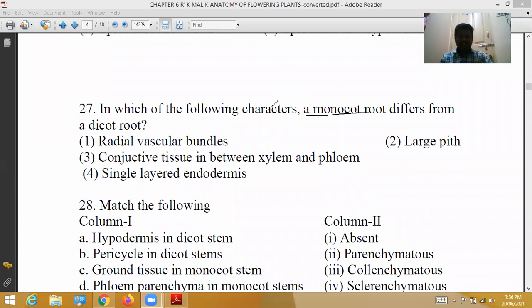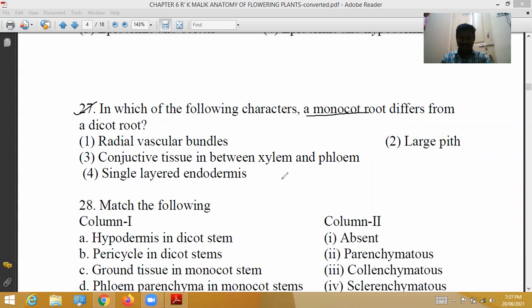Okay, welcome back to the next session, Chapter 6, Anatomy of Flowering Plants, part 2. Up to the 26th bit, we discussed in the last video. From the 27th onwards, we will discuss in this session. In which of the following characters does a monocot root differ from a dicot root?